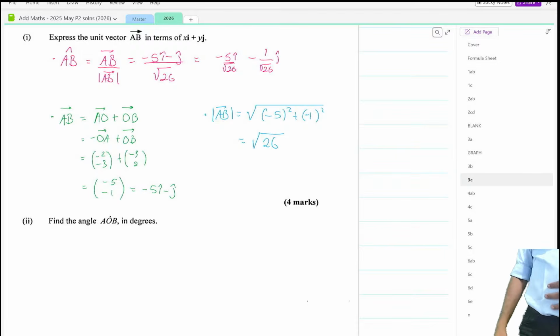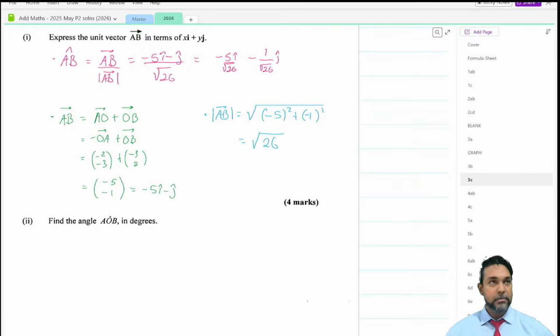So dot means dot product. Dot product means to multiply, and then unit vector is the vector over the magnitude.